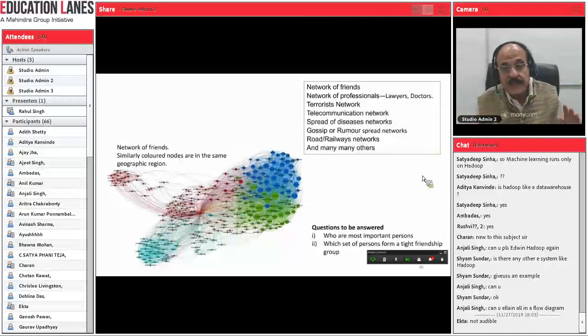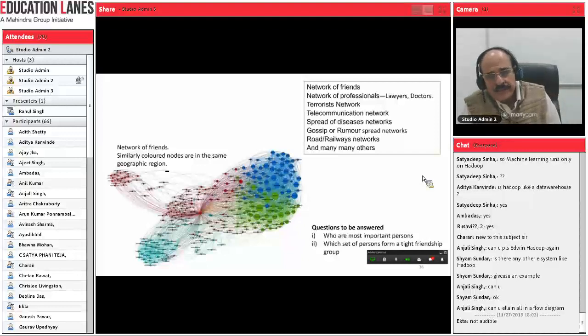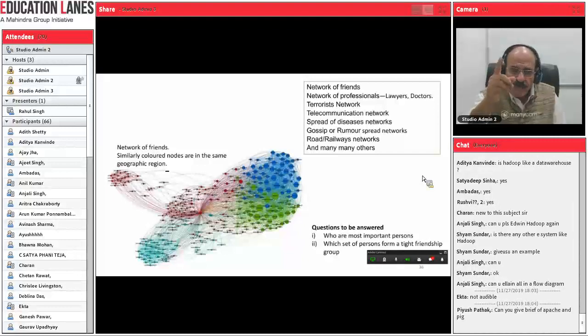Then telecommunication network. I think somebody was talking about telecommunication. Telecommunication network is there. So what kind of analysis do I carry out in this network? And these networks are huge. Network of professionals, doctors, network of lawyers. I carry out generally two kinds of analysis in this network. One, which nodes, or which person if I am dealing with persons, is the most important person in this network.